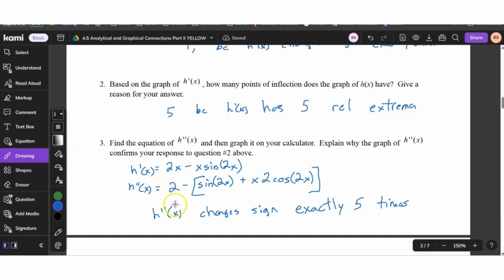I did. Derivative of 2x is 2. This 2x? I did, it's 2. I just put it in the front. Yeah.